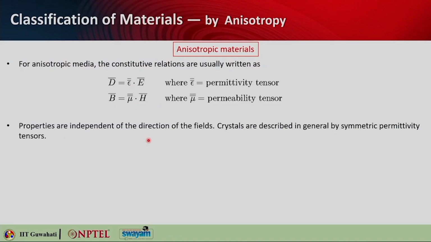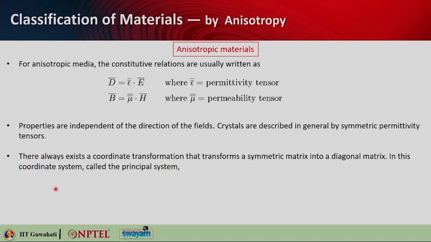Now the properties are independent of the direction of the field. And the crystals are described in general by symmetric permittivity tensors. There always exists a coordinate transformation that would transform a symmetric matrix to a diagonal matrix, and in this coordinate system called the principal axis, the permittivity tensor will typically look like this. So this becomes a diagonal matrix. From a symmetric matrix you can get a diagonal matrix by doing some coordinate transformation.